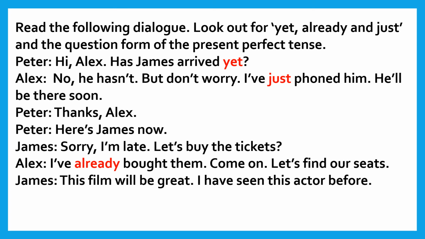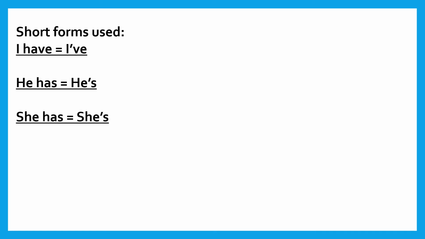Now, children, in this dialogue, I have highlighted the words yet, just, and already. As we learned before, the word yet arrives at the end of the sentence. The words just and already come after the word I've in the sentence. Kindly take a note of the short forms used. I have is written as I've. He has is written as he's. And she has is written as she's.